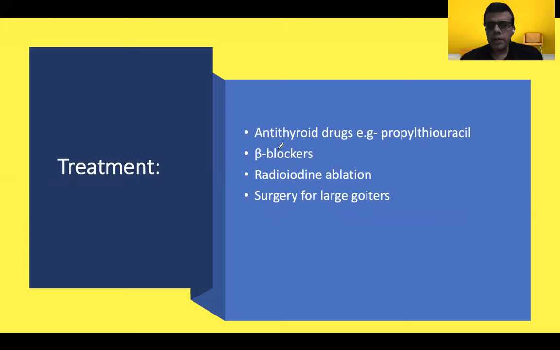The treatment that is usually taken is antithyroid drugs like propylthiouracil to decrease the production of thyroid hormones, and beta blockers to antagonize the sympathetic activity that is seen due to increased release of T3 and T4. Radioiodine ablation can also be contemplated, and surgery is usually reserved for large goiters that cause compressive symptoms.